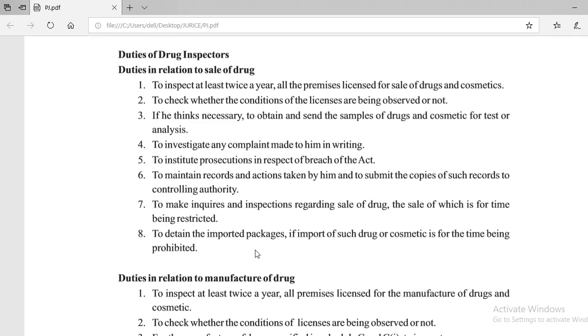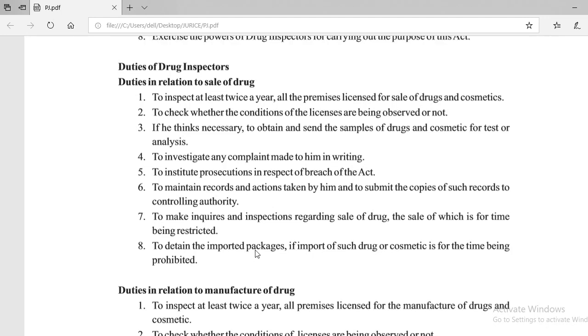So what are the duties? Means we have seen the powers of drug inspector. In that we have seen he can do anything, he can inspect, he can search anything, but only if he wants to search it. But there are some duties given to the drug inspector that he should do as a drug inspector. So there are 2 types now: duties relating to the sale of the drug, and duties relating to the manufacturing of drug. Okay, so in the first case, in the sale of drug, what are the duties of drug inspector? We will see one by one.